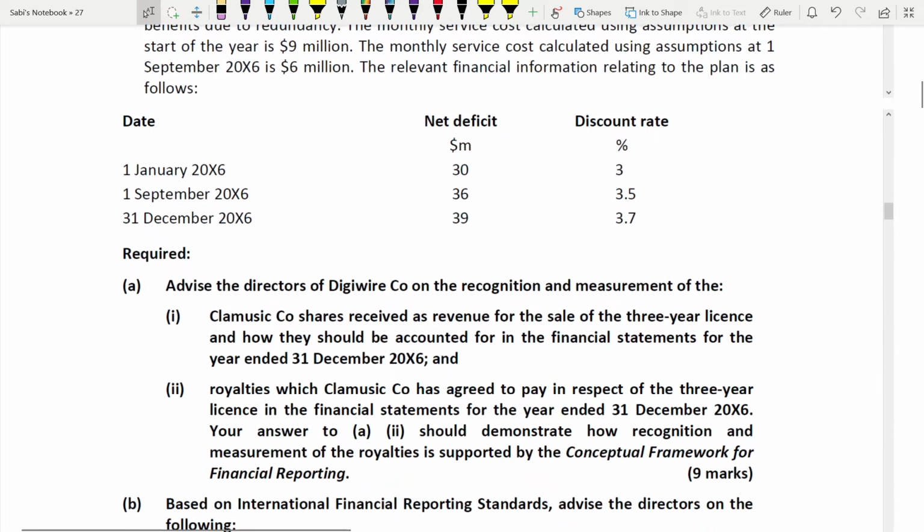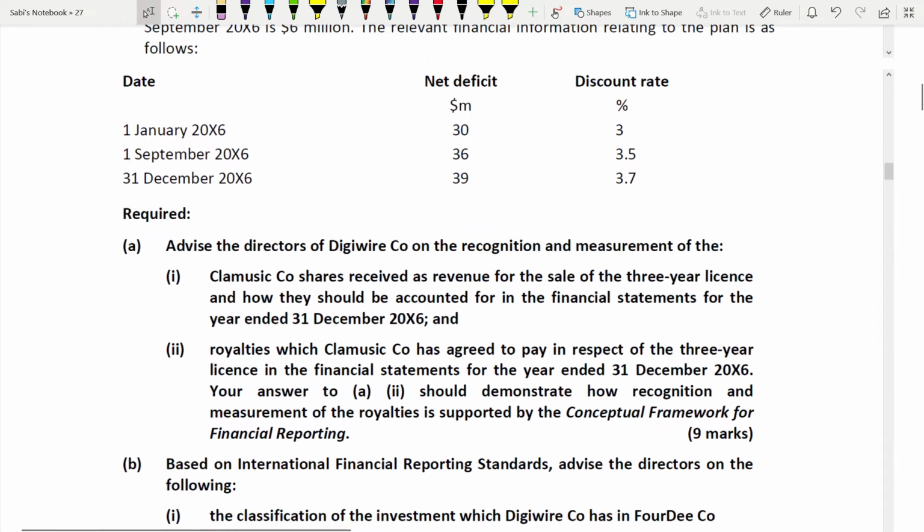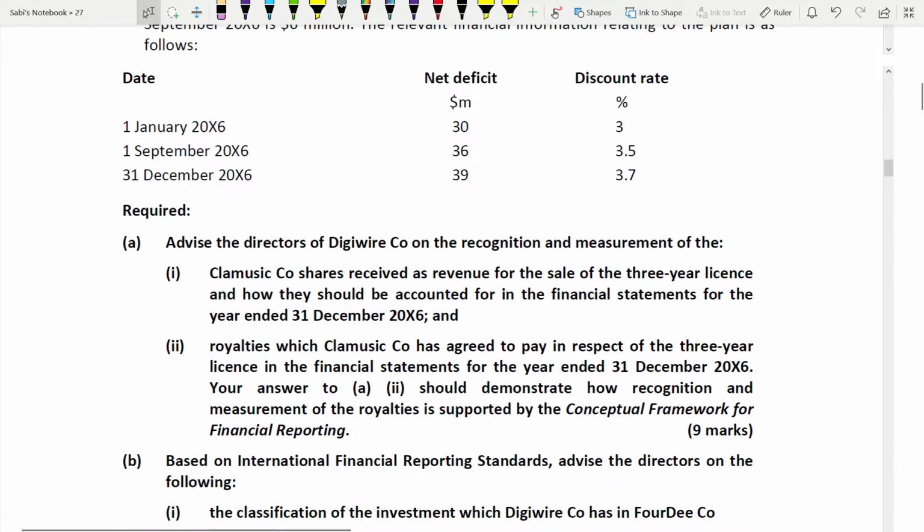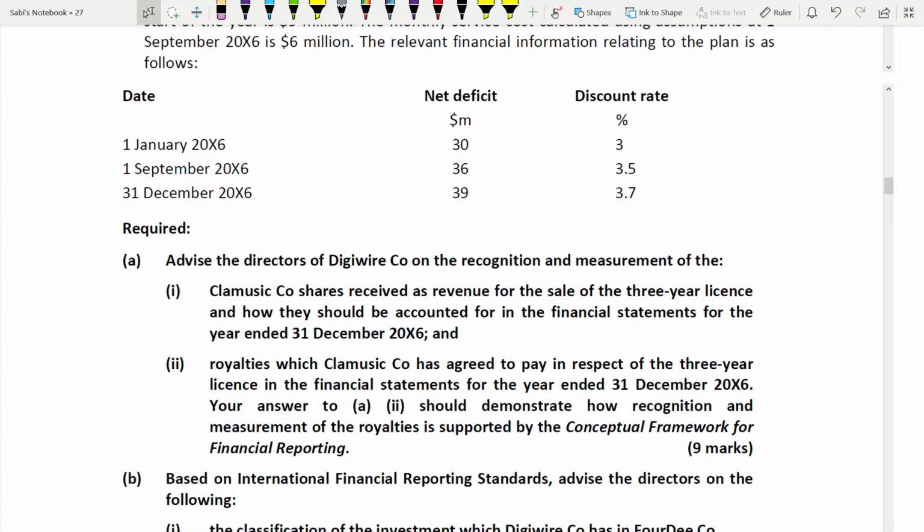Now, coming to the requirements, this is a 25 marks question from your Section B. Advise the directors of Digiwire company on the recognition and the measurement of. Please understand, 'and' means there are two things, recognition and measurement. They are two separate things, okay? First it is recognition. Once it is recognized only, we talk about measurement, because if something is not recognized, there's no point in measuring it. So the first step is recognize, then you measure.